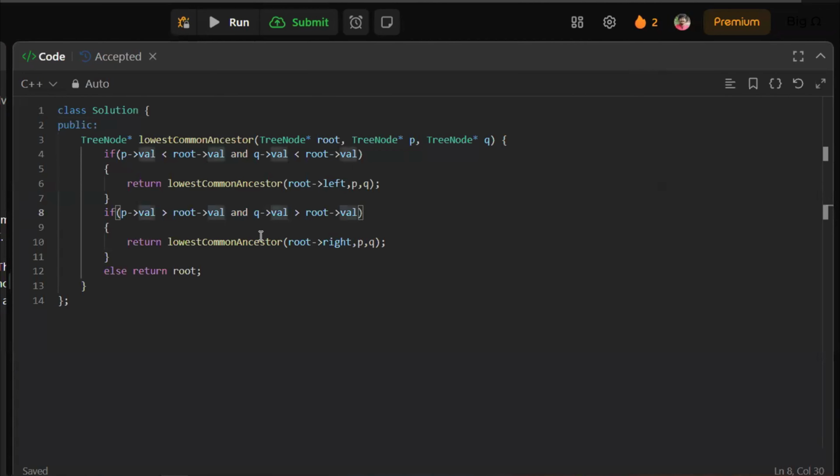In this problem, the code is pretty simple. At first, we are given a function named lowestCommonAncestor, which has three nodes as parameters. One is the tree root, and the others are the nodes P and Q. Now here, if the value of P and the value of Q are less than the root value, we have to search into the left subtree. And if the value of P and the value of Q are greater than the root value, we have to search into the right subtree. Otherwise, we have to simply return the root. I hope you understood the code.